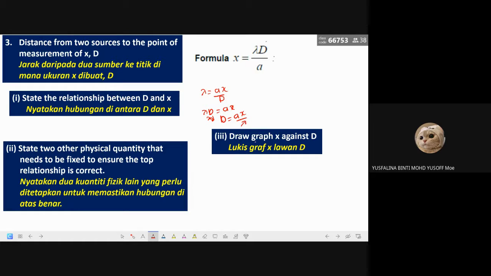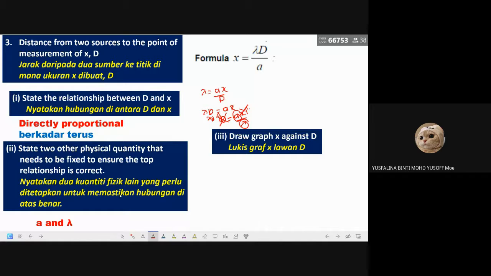So this is the formula. For the relationship between D and X, when they say I increase the D, the X also will increase. So it will be directly proportional. And then the next one, take two other physical quantities. They already use D and X, so you cannot use them anymore. So you can use A and also lambda. A is the distance between the two sources, while lambda is the wavelength.